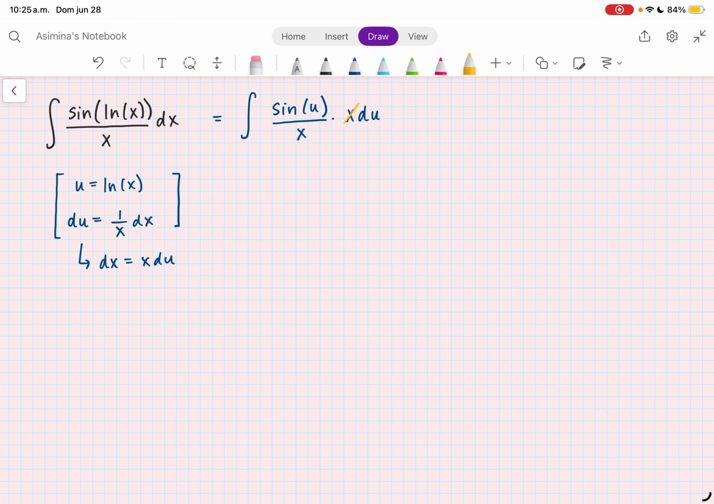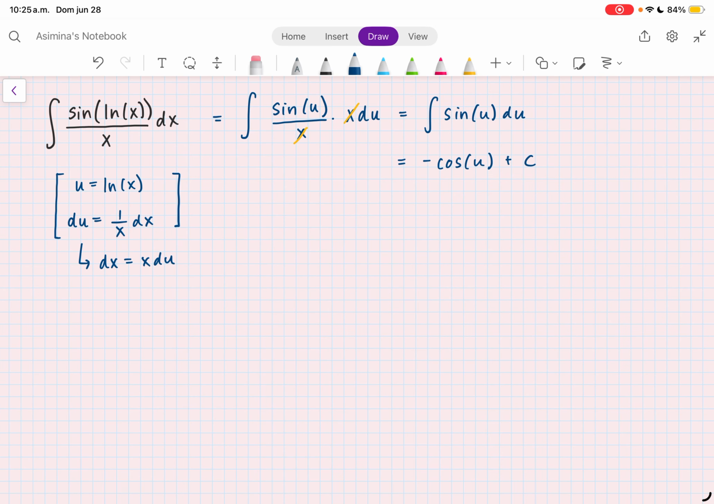Well, from the fact that du equals 1 over x dx, I have that dx equals x du. And so now I see these x's cancel out. So really what I'm left with is the integral of sine of u du. Now this is really nice because sine is a function that we know quite well. So what's the antiderivative of sine? Exactly, it's negative cosine. So this is negative cosine of u plus c.